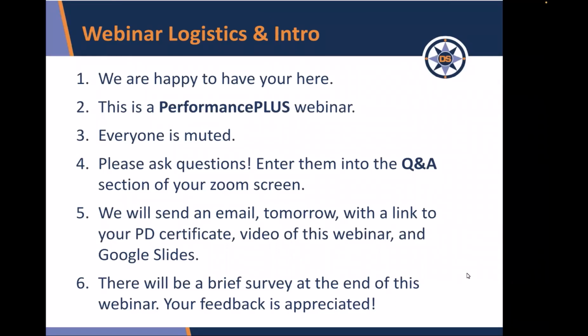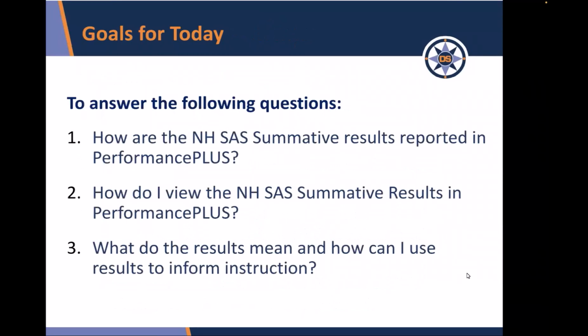So we'll get right into Performance Plus here and what we're going to be answering for today for our goals. First one is, how are the New Hampshire SAS summative results reported in Performance Plus? So those are the push reports that we're going to be talking about. I'm going to show you where they are, how you view them, and how you can interpret them. I'm going to go through these slides, and these slides really pretty much contain everything. I took screenshots and tried to explain each portion of things, and we'll go through what the reports are and all of that.